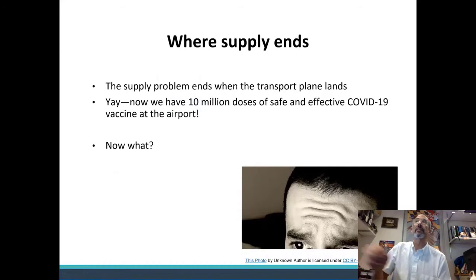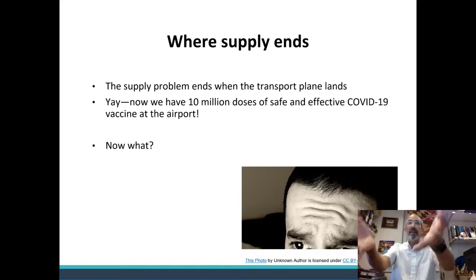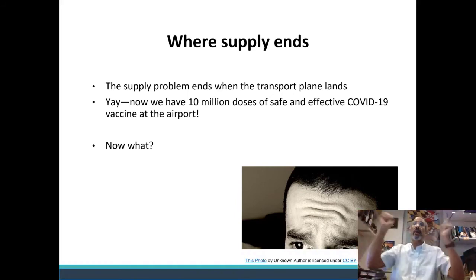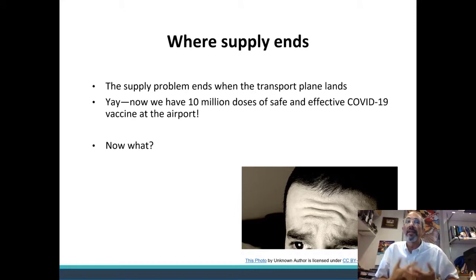The next problem is that supply ends when the transport plane lands with vaccine for the people in your town. So yay, we now have 10 million doses of a safe and effective COVID-19 vaccine sitting at the airport. Now what? So supply on this global landscape says, make the vaccine, put it on an airplane, get it to the airport, and then walk away. You're done. But you're not done.